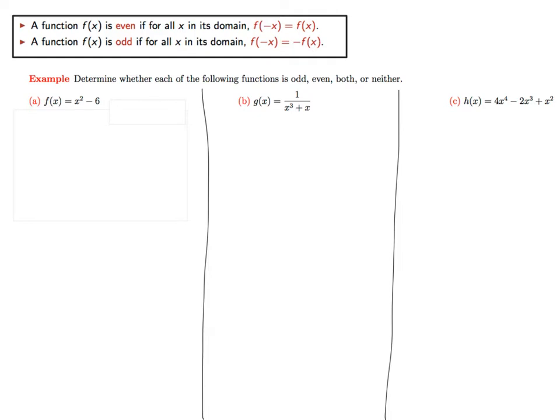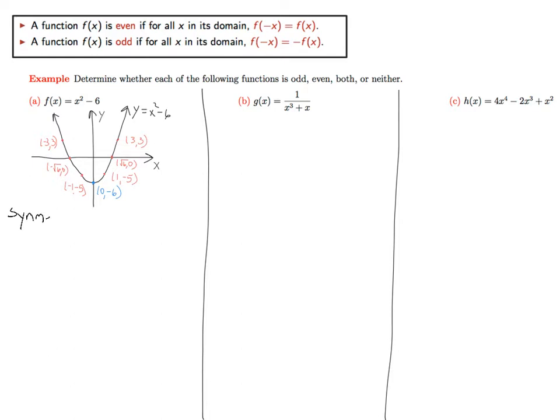And just to use some information that we saw in a previous video, we graphed the function f of x equals x squared minus 6, and we had the graph above. And notice that this graph is symmetric about the y-axis. Meaning for each point on the graph, such as minus 3, 3, its reflection across the y-axis at 3, 3 is on the graph, and that holds for all of these other points on the graph.